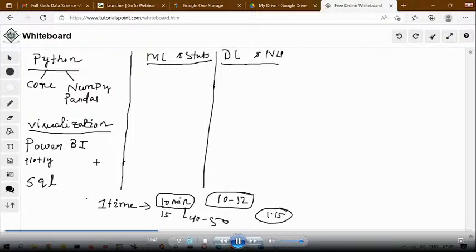But see, Python itself is vast. If I teach you Python, it will go for 3 months, and it's not necessary, right? Because we are not Python developers, we are data scientists. So we will learn Python for data science. Python is a widely used language. It has a lot of modules, so it can be useful for everyone.